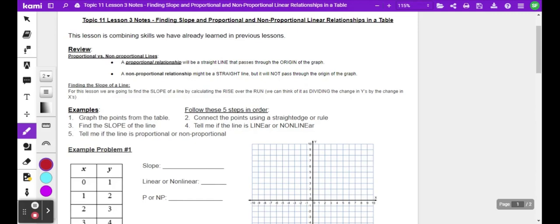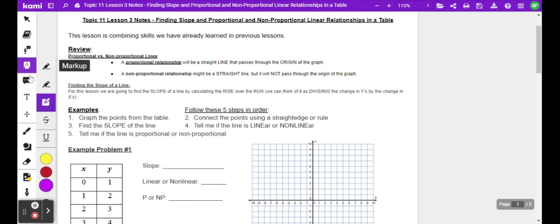Welcome everyone. This is the video for topic 11, lesson 3. In this set of notes, we're going to be combining quite a bit of stuff from earlier topics into one set of notes here. So I'm not going to get too into it because most of the stuff we already know how to do.